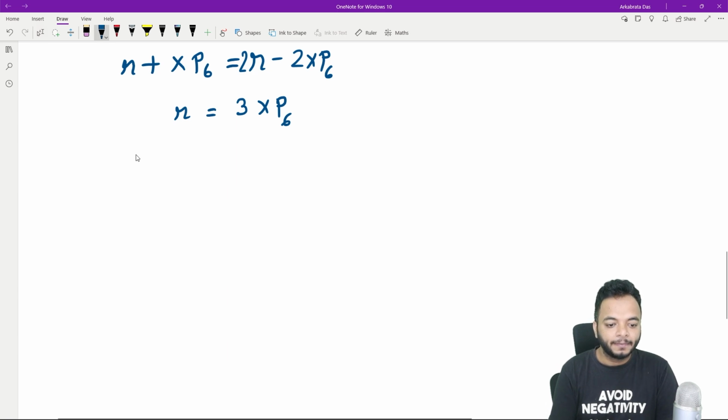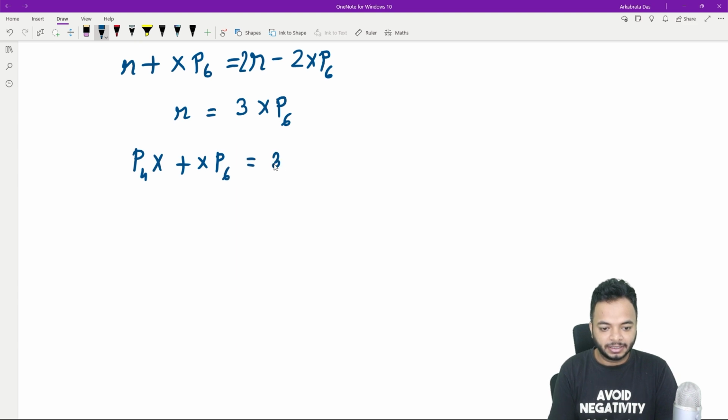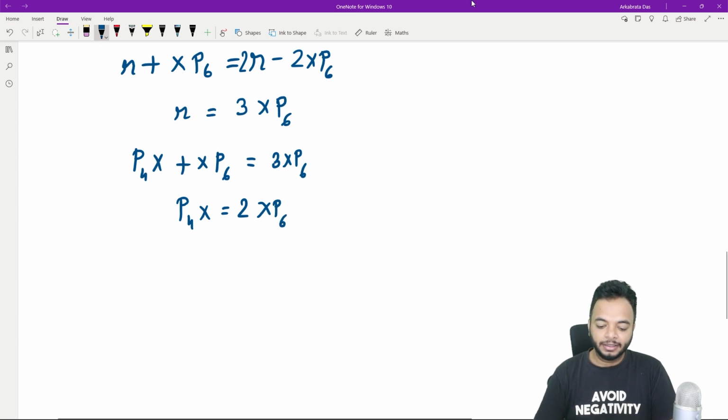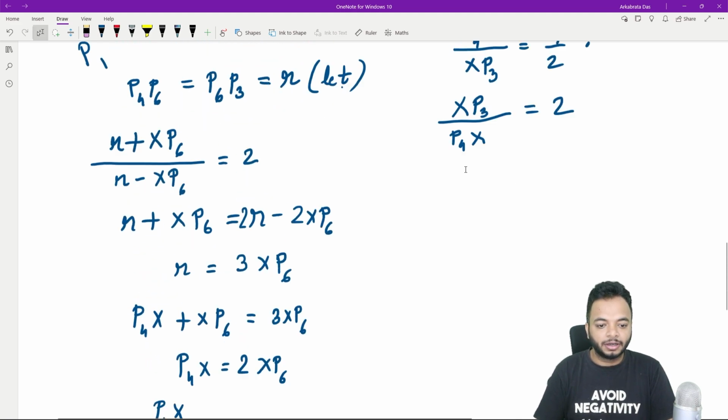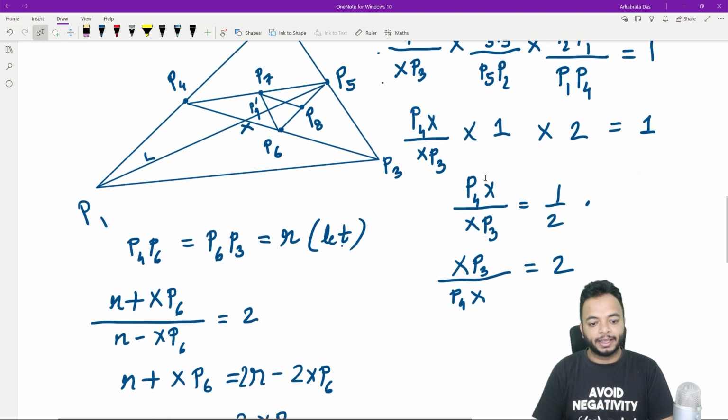So P4x plus x P6 equals 3x P6. So P4x equals 2x P6. Okay, and so we get the ratio of P4x by x P6 to be equal to 2. So we got the ratio of P4x and x P6.